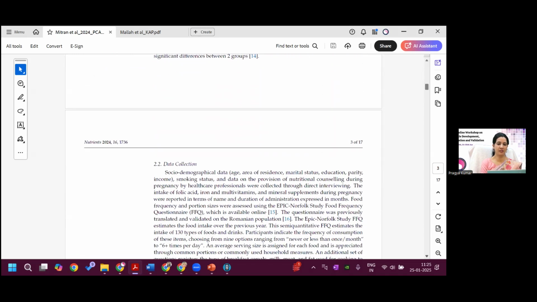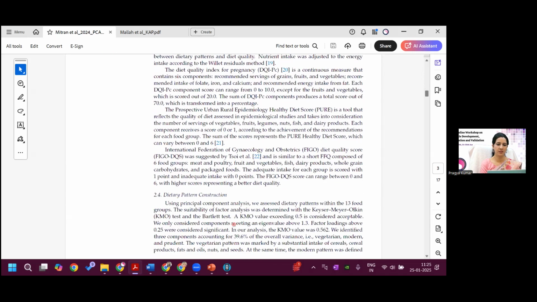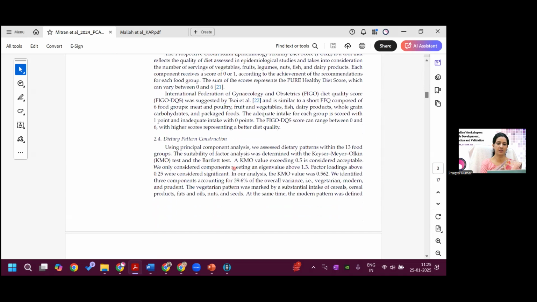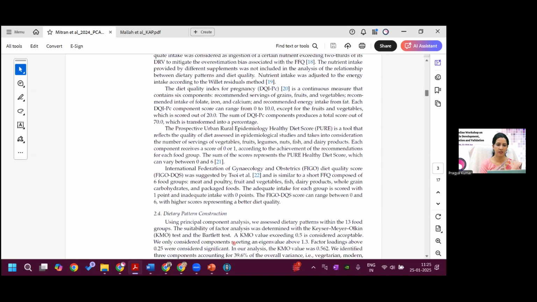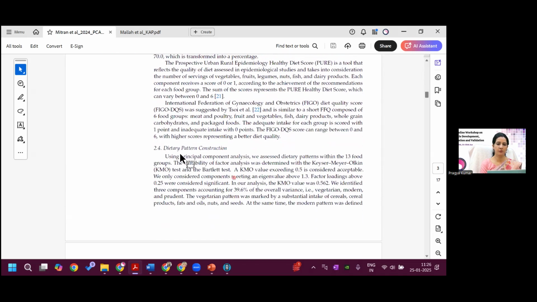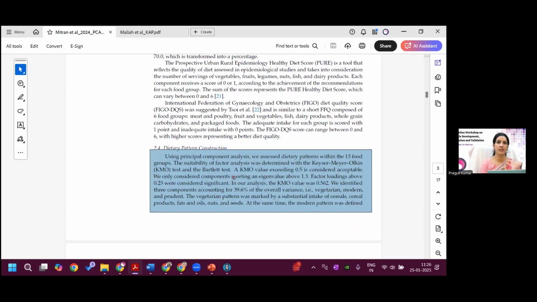And then you see data collection, they have done it. Coming to adequate nutrition intake, dietary pattern construction, they have again taken this food frequency questionnaire. I'll show you the questions also. And if you see the dietary pattern construction, using a principal component analysis, you can see they have written using principal. Someone can read this probably.